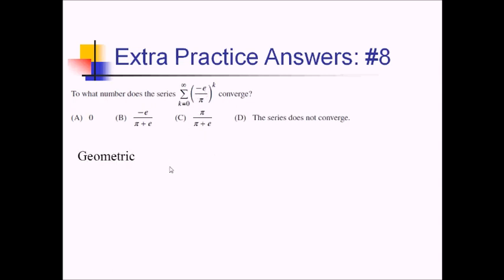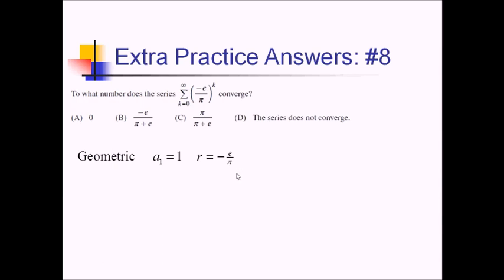Since it's geometric, we're going to go ahead and find the a1 and the r values. a1, my first term, is what I get when I plug 0 in for k. That's just all this to the 0, which is just 1. For the r value, that's what I keep multiplying by. That's the negative e over pi in here.